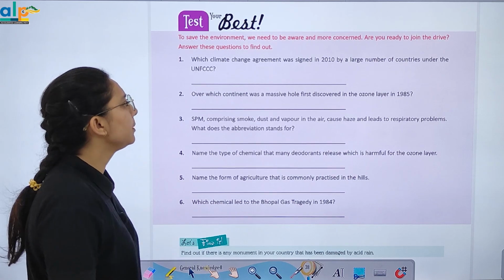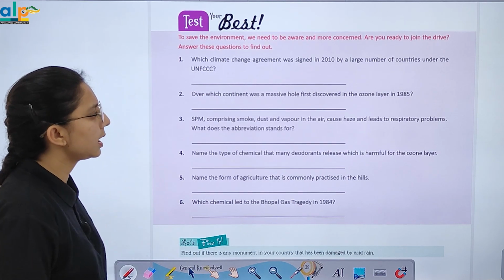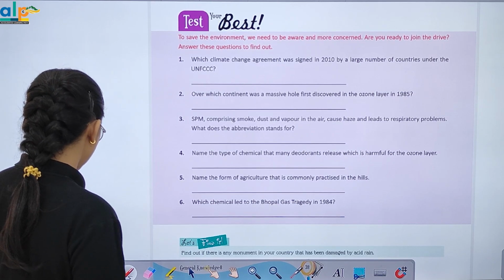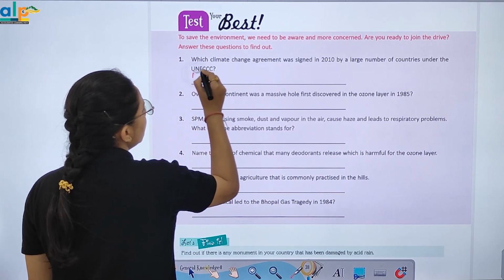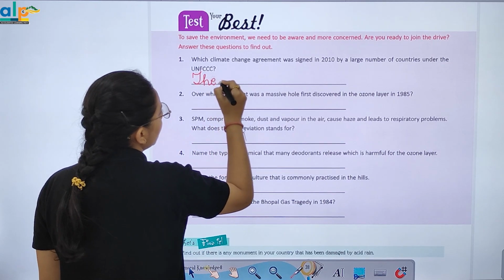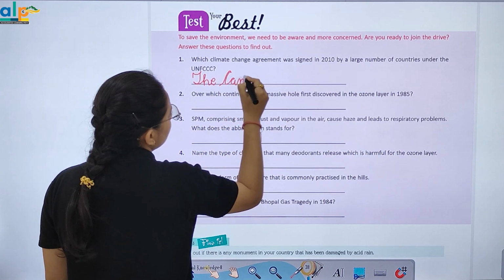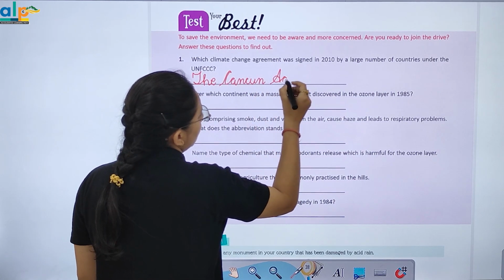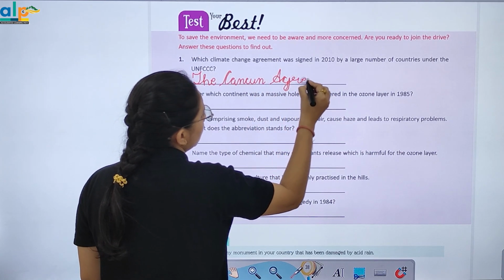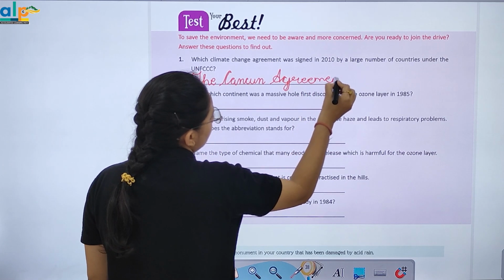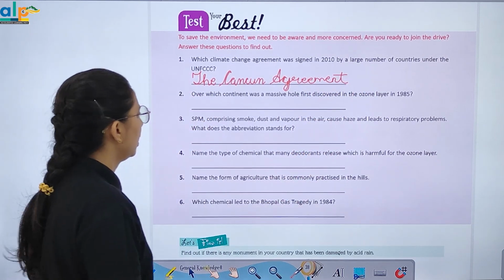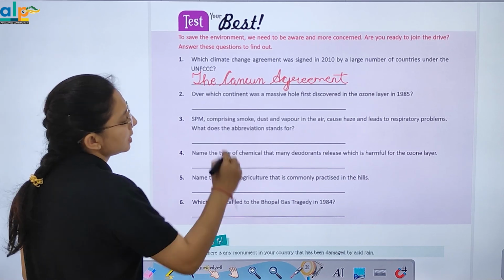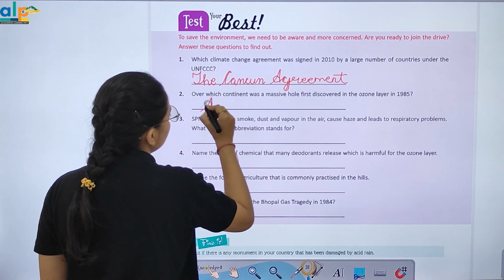Now first is this, which climate change agreement was signed in 2010 by a large number of countries under UNFCCC? That is your agreement. On which continent was a massive hole discovered in the world? That is your Antarctica.